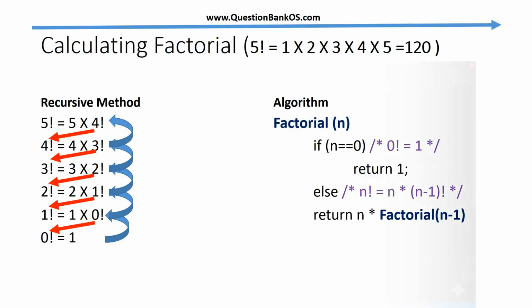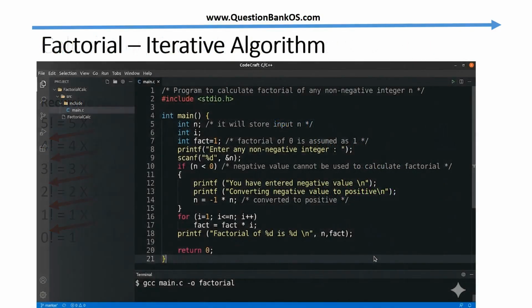Building on our algorithm, we now implement the iterative factorial solution using standard C programming. Inside the main function, we declare our integer variables and initialize fact to 1 to handle our base case. Next, the program requests a non-negative integer from the user using scanf.